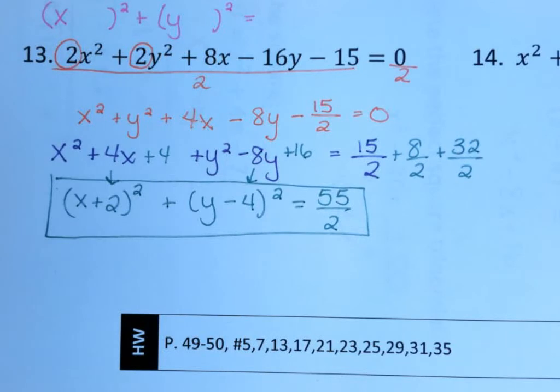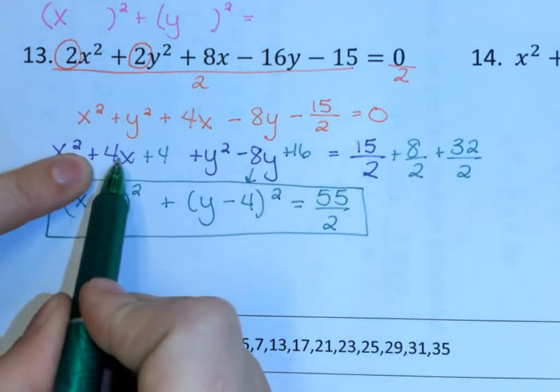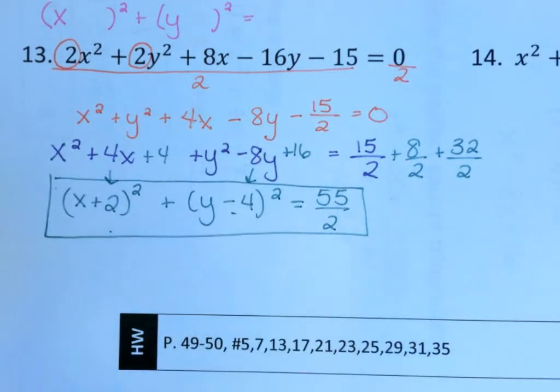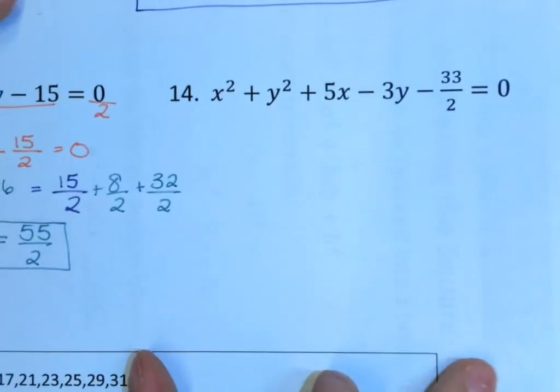Seriously, questions? Yes, sir. So, where do you get the signs from? Because you literally just take half of positive 4 is positive 2. Half of negative 8 is negative 4. Okay? Nope. All right, all the way through, start to finish. Go, go, go.